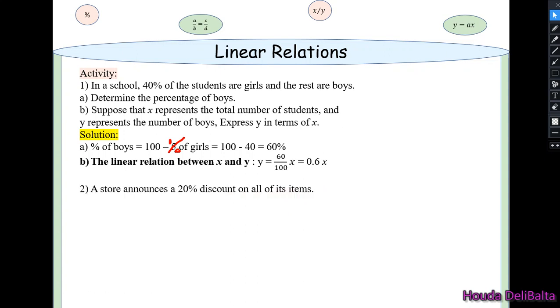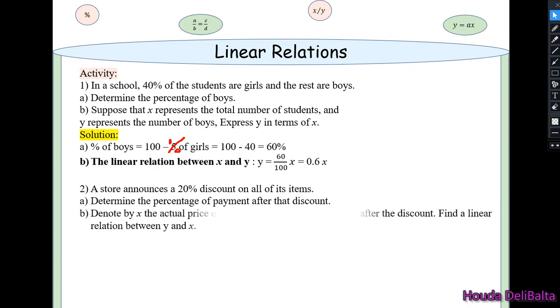Here is another activity. A store announces a 20% discount on all of its items. So there is a discount. Determine the percentage of payment after that discount. So if there is a 20% discount, then surely the percentage of payment is going to be 100 minus 20, which is 80%. So I'm going to pay 80% of the initial price of any item. Denote by X the actual or the initial price of any item, and by Y its new price after the discount. Now find a relation between Y and X.